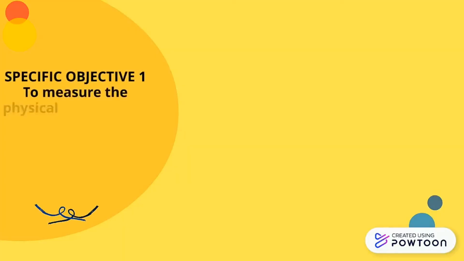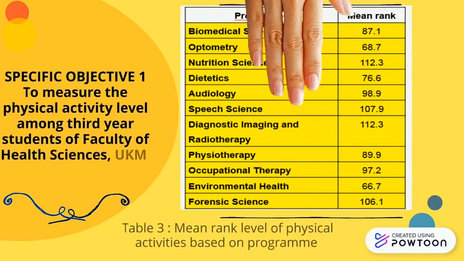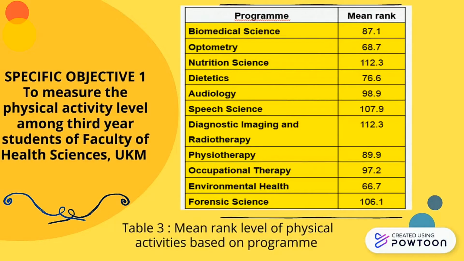Moving on to the statistical analysis, for our first specific objective, we performed a Kruskal-Wallis test between level of physical activity and different programs in Faculty of Health Sciences of University Kebangsaan Malaysia, UKM. Our study revealed that the lowest physical activity level among third-year students is from the Environmental Health Program with a mean rank of 66.7, while the highest are from the Nutrition Science Program and the Diagnostic Imaging and Radiotherapy Program, both having the same mean rank of 112.3.